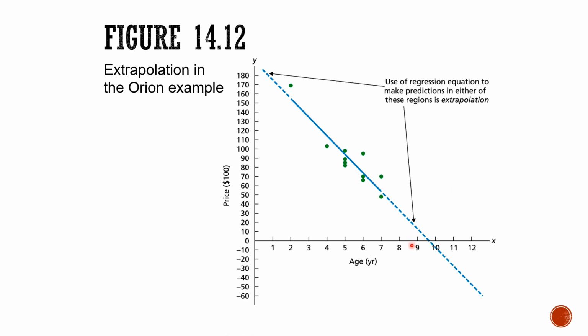All right, we could have plugged in 8, we could have plugged in a 9-year-old car, we could have plugged in a value of 11 for X to see how much the selling price of an 11-year-old Orion would be. All right. So that process of plugging in values outside of the actual data set into the regression equation and coming up with predicted Y values is called extrapolation. So that's why you see dotted lines.